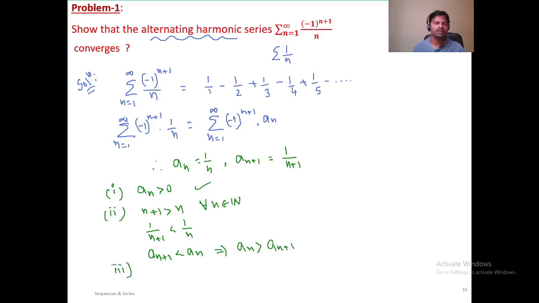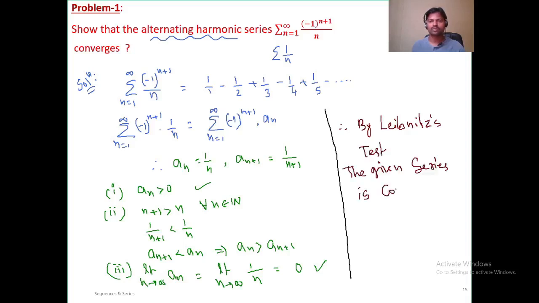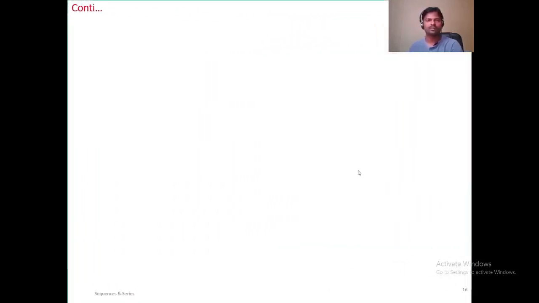The third condition: the limit as n tends to infinity of an should be 0. Let us compute. If it is not equal to 0, then the third condition is not verified and, by the Leibnitz test, the series diverges. The limit as n tends to infinity of an, which is 1 upon n, is equal to 0. Satisfied. So the conclusion is that by the Leibnitz test, the given alternating harmonic series converges. That's it. Similarly, next, problem number 2.